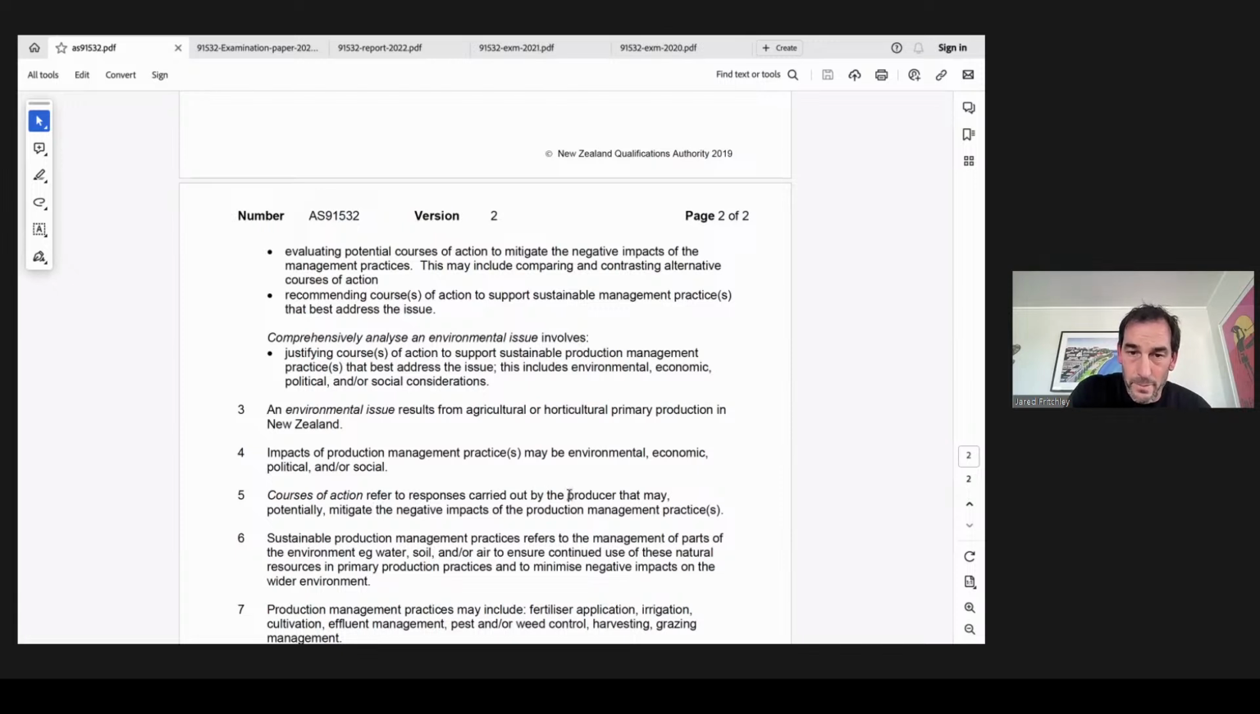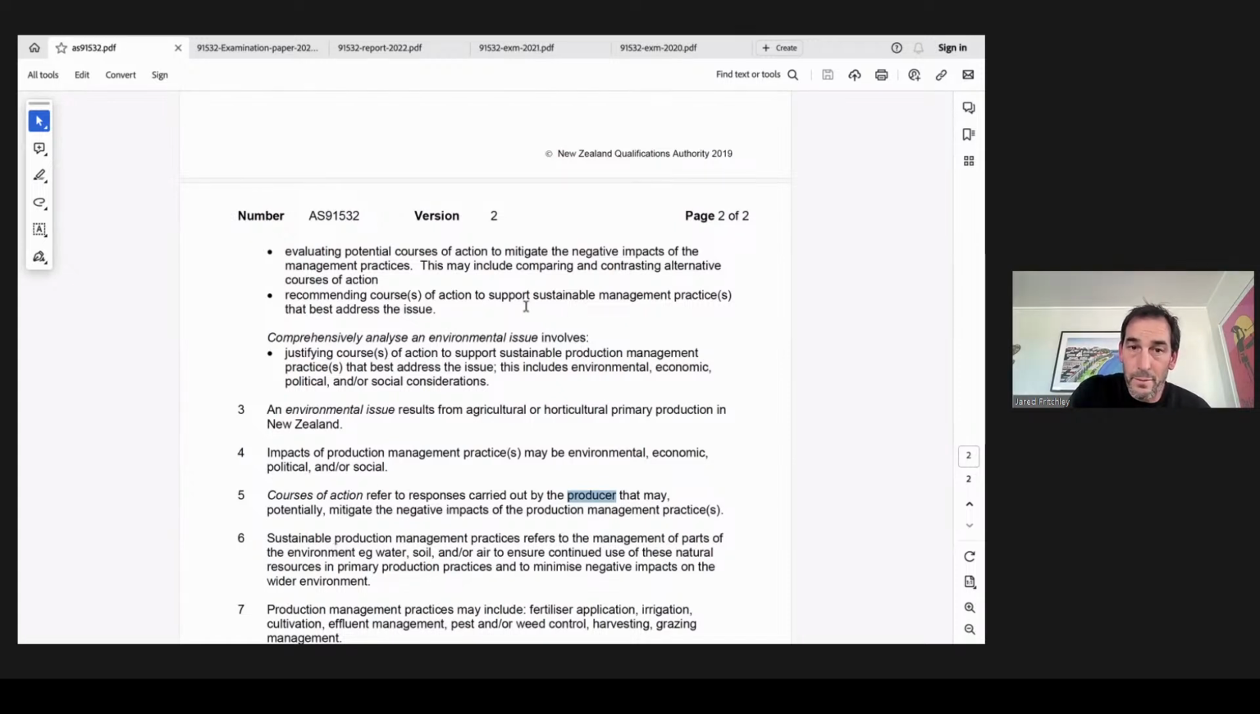But it's really, really important. I probably do touch on this as well. The course of action is what the producer carries out. So this is the grower. So what can the producer do to reduce their greenhouse gas emissions? We're not talking here about what the government can do or industry can do for you. What can the producer do at a farm level to mitigate the negative impacts, which is our greenhouse gases, which impact, like I say, usually negatively the environment, and how we're going to reduce that.